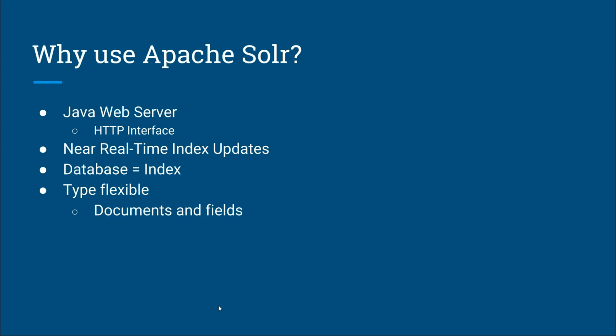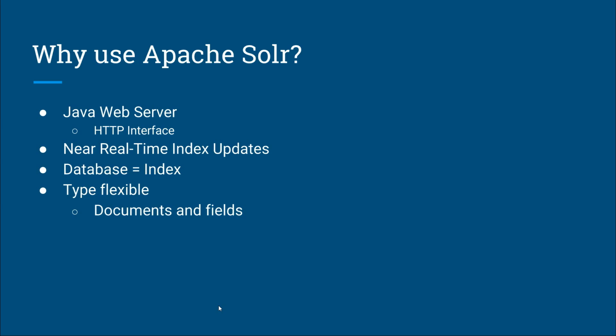So why do we use Apache Solr? First of all, it can be deployed as a Java web server, which means we can have an HTTP interface that we can use to update and retrieve data easily. In Apache Solr we have near real-time index updates, which is very neat. When you actually have an index up and running, you can easily update it.